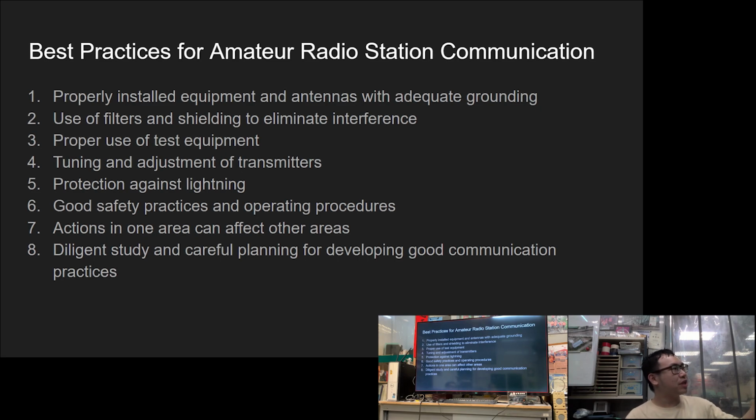And use filters and shielding so that you don't interfere with others. That's why you have to filter your signals, or you already know your device will emit harmonics. You have to shield your device so that these non-intended frequencies will not escape to space.